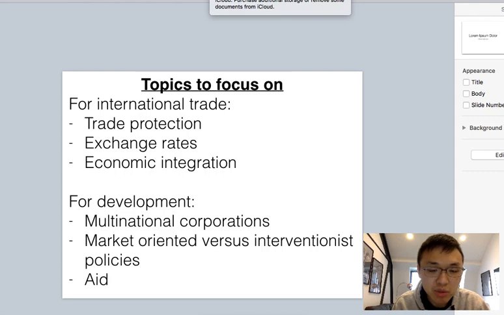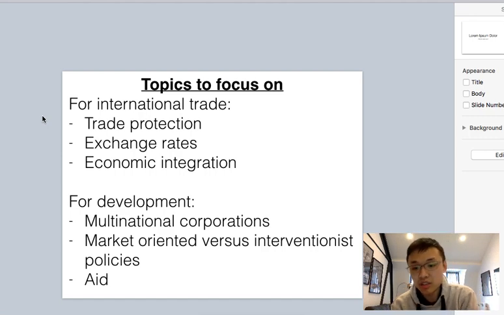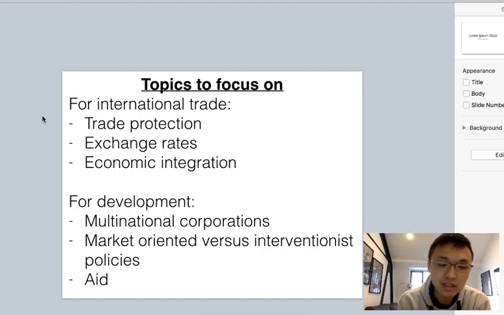Now let's get into more detail. For paper 2, there are 2 sections, Section A and Section B. Section A is on international trade. Section B is on development. In both sections, you need to pick one question.